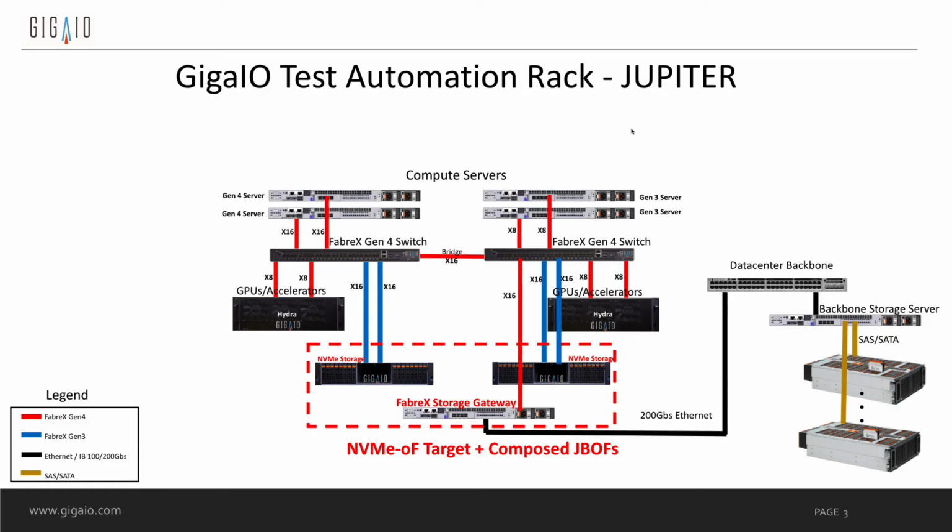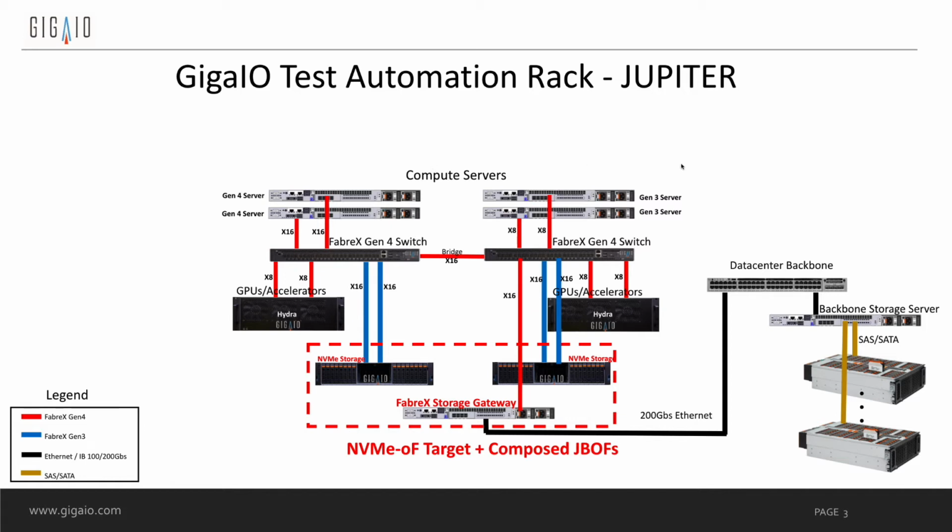Here I've pulled up one of our automation racks that we have in the lab. We have multiple different setups. This particular one is called Jupiter, and I've pulled it up because I think it is kind of our Swiss Army knife, with multiple switches, multiple different I/O connections, some JBOGs for GPUs and accelerators, some JBOFs for NVMe-oF storage, along with several different compute servers.